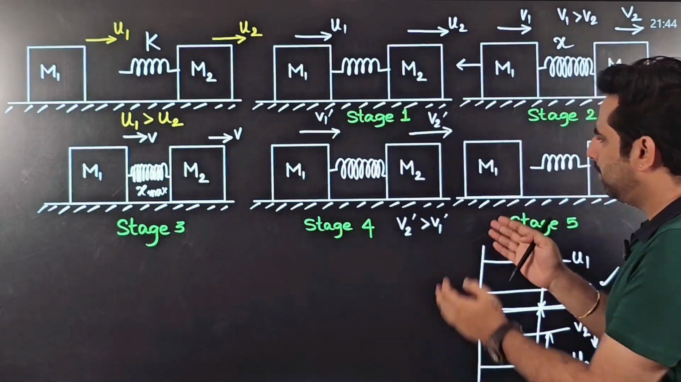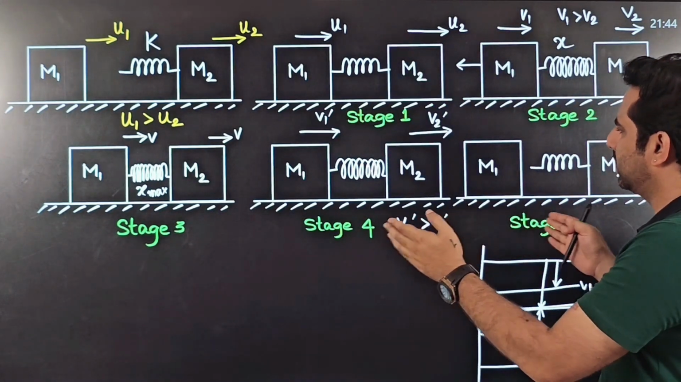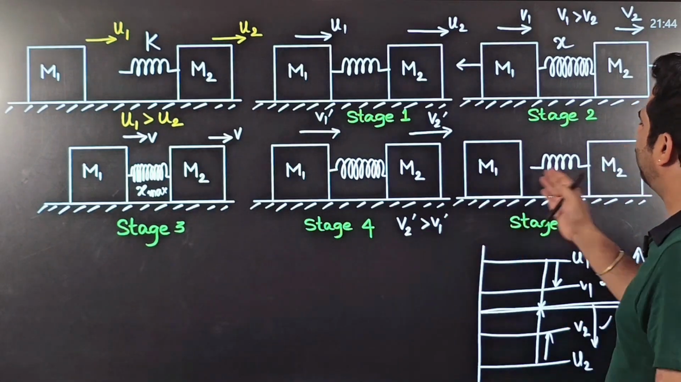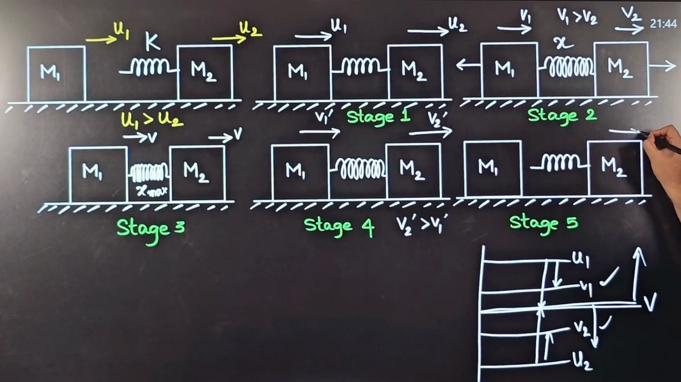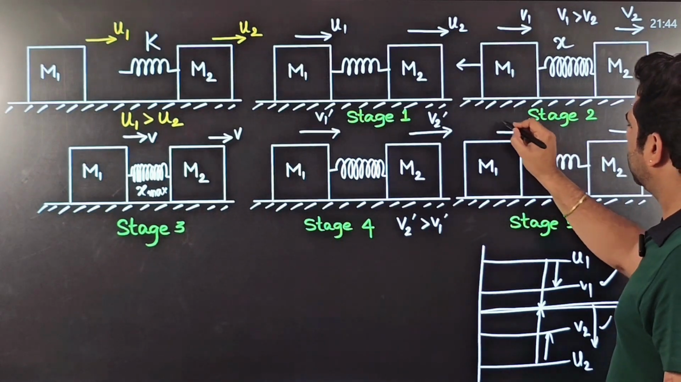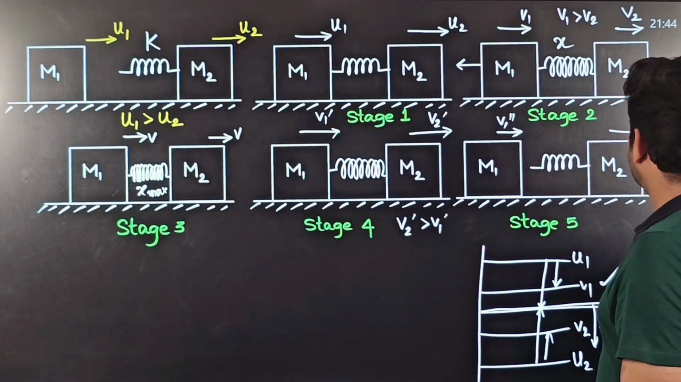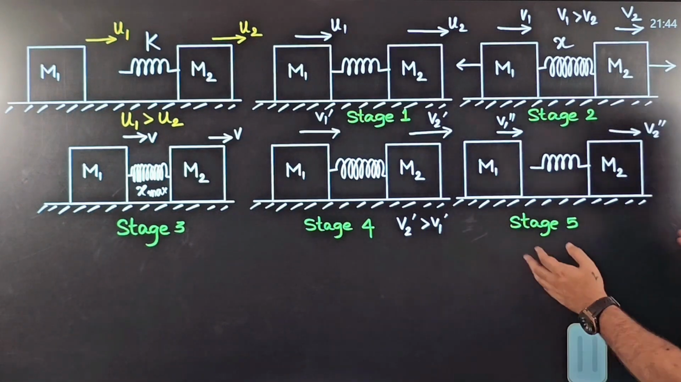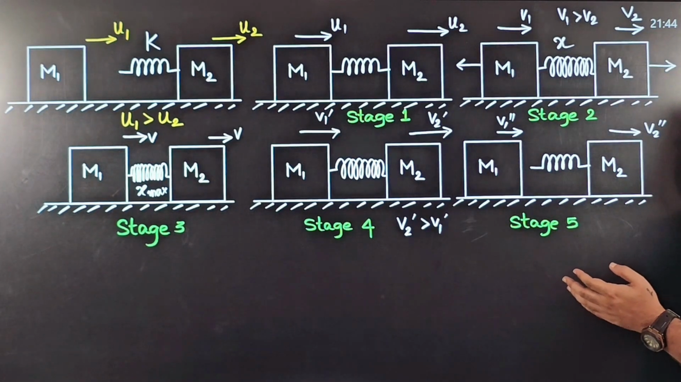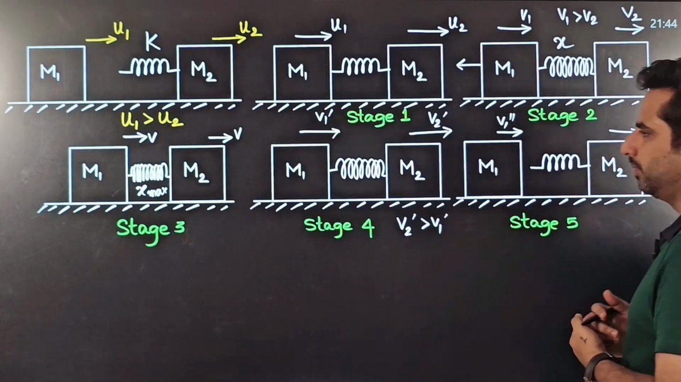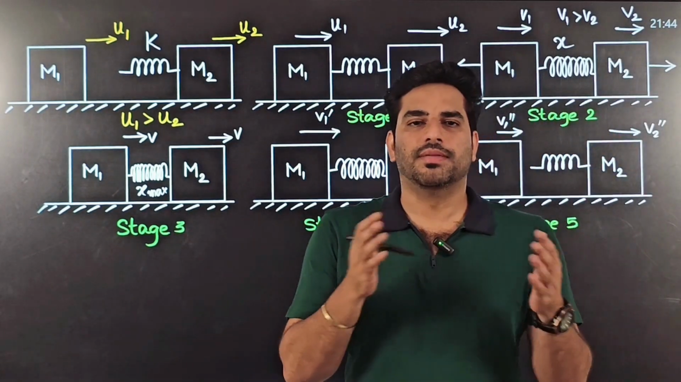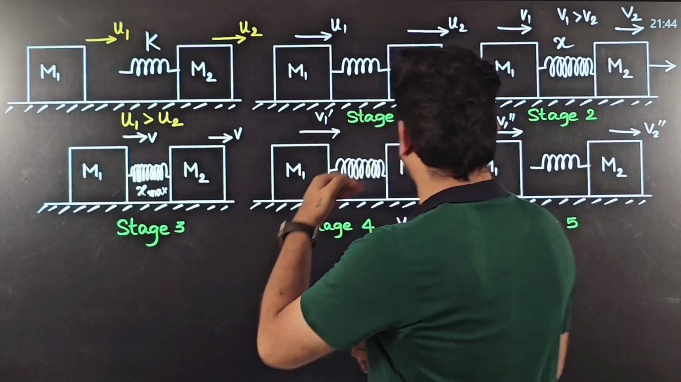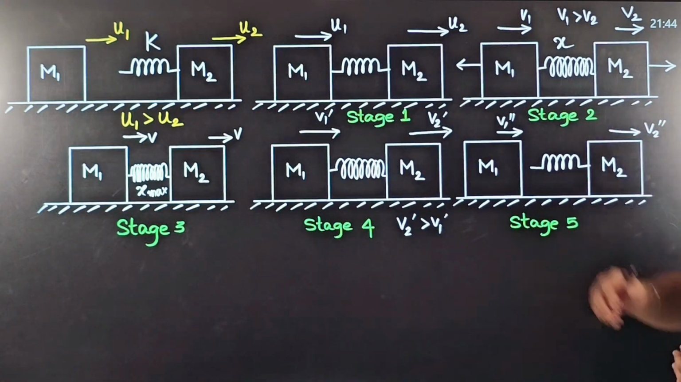Next instant, the blocks get separated, the distance of separation is increasing. Eventually, M1 gets separated from M2. Let the final velocities be V2 double dash and V1 double dash. Certainly, V2 double dash is more than V1 double dash. The distance of separation goes on increasing, and M1 and M2 will never meet. The collision process is completed from stage 1 to stage 5. It started at stage 1, ended at stage 5.